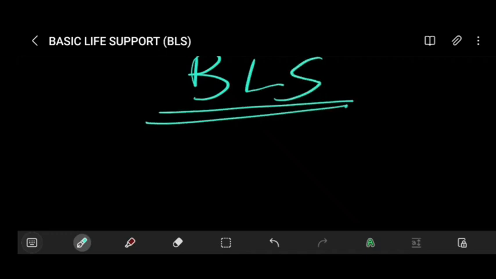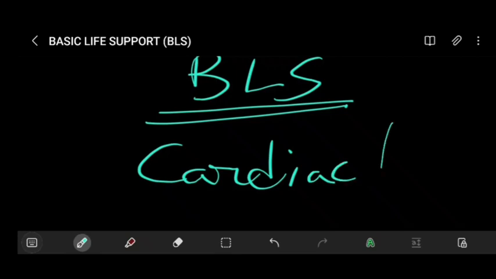Today we will discuss basic life support, or BLS. It is a much-needed topic which you have to encounter in daily life. BLS is mainly given for cardiac arrest patients.